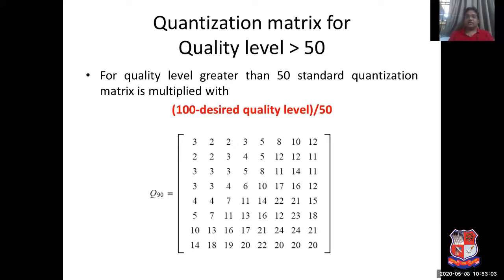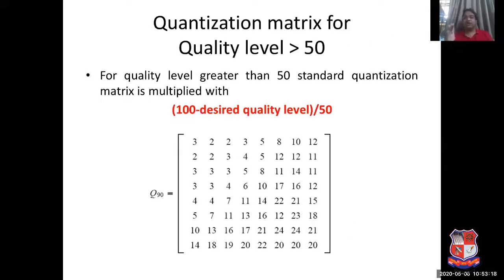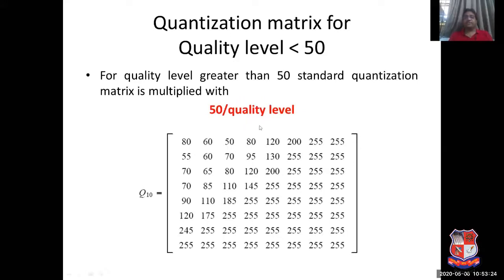The standard quantization matrix, which is at the 50% quality level, can be modified as per your requirement. It can be 10%, 20%, 30%, 25%, 70%, 75%. You just need to use these two formulas. If your quality level is more than 50%, use this formula to modify the quality matrix. If it is less than 50%, use this formula. Okay, this is how we will modify Q.